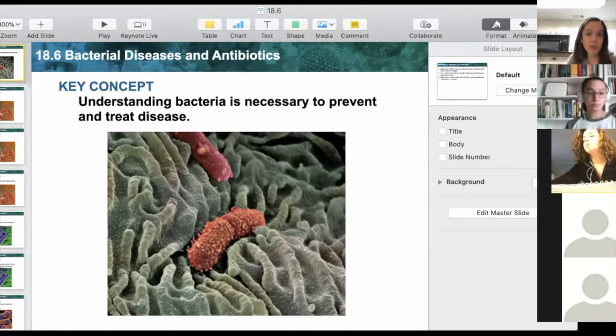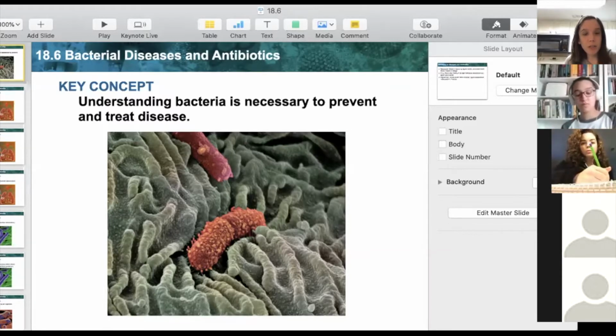Some can be used in food. The acidophilus bacteria eats milk to produce yogurt. Other bacteria is used to make cheese. So a lot of bacteria is beneficial for us, but as we know, some bacteria will cause disease. And so understanding how that works and ways to kill that bacteria is important.